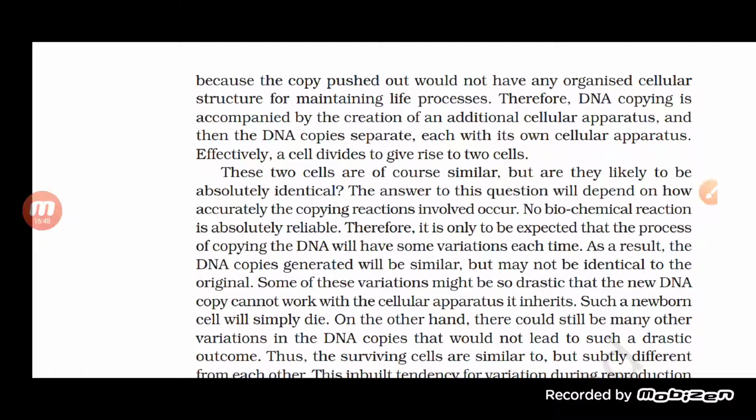A cell divides, then what happens? There is the formation of two cells again, and these two cells are similar or likely to be identical. So actually it is the DNA copying only which helps in generating the similarity from the parent to the progeny, and there is also some variation while copying.